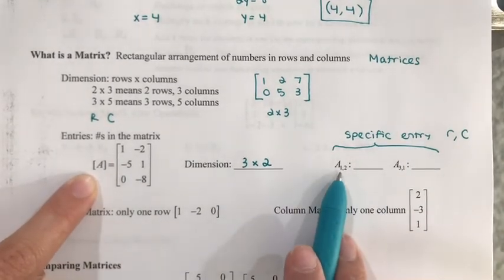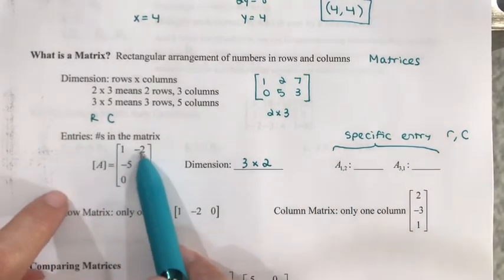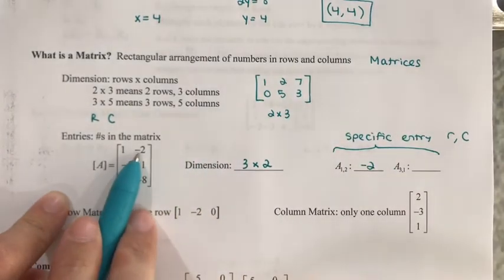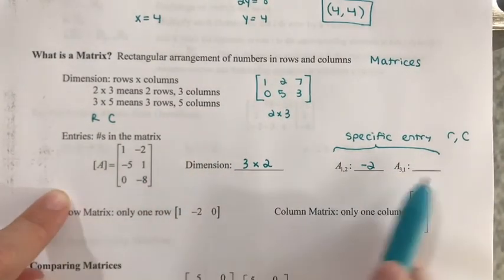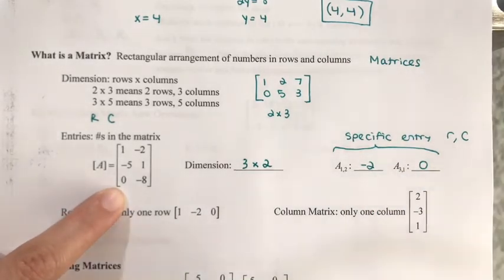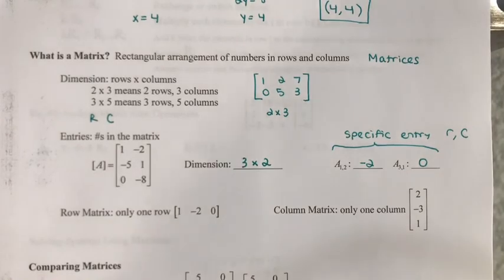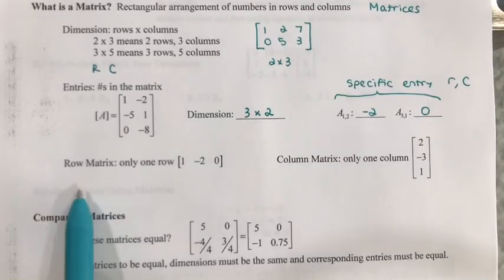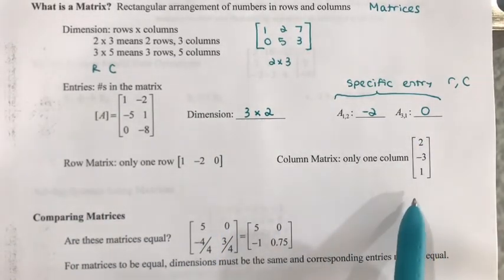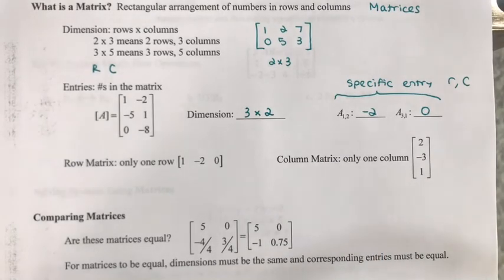So my first row, my second column, that would be this number over here, -2, because that is in the first row and it's in the second column. Third row, first column would be 0. Okay, so we're just talking about the individual numbers in there. Finally, sometimes you'll see these two. They don't happen that often, that we refer to them at least, but if we're talking about a row matrix, it's just a single row. If we're talking about a column matrix, it's just a single column. Okay, so that's basically it.